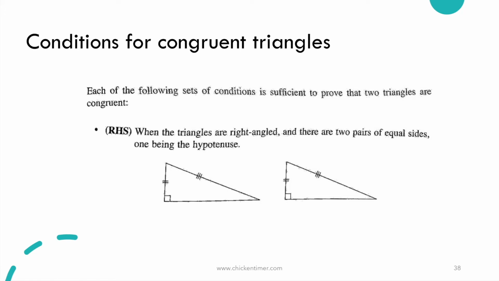Then finally there's this condition called RHS. RHS means in these two triangles you must have a right angle and the hypotenuse must be the same and another random side is the same.